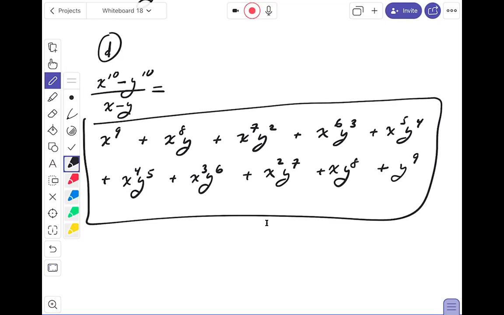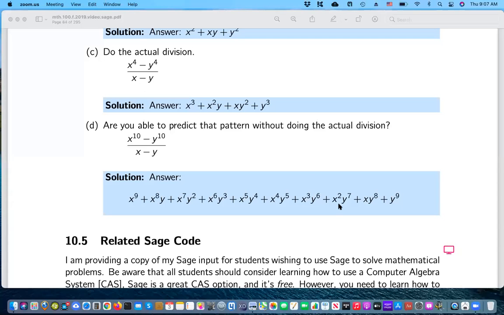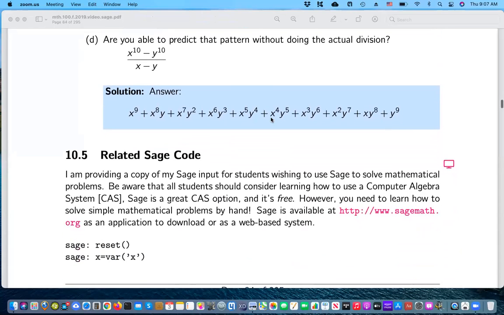Let's see if we got it right. What am I going to do? Look at the answer key. I'm trusting it, by the way. 6, 3, 5, 4, 4, 5, 3, 6, 2, 7, 1, 8. Wow, not bad. All right, what am I going to do now? Go to Sage. Give me 1 second. And we're going to Sage now. Just give me 1 second, make sure I did that.